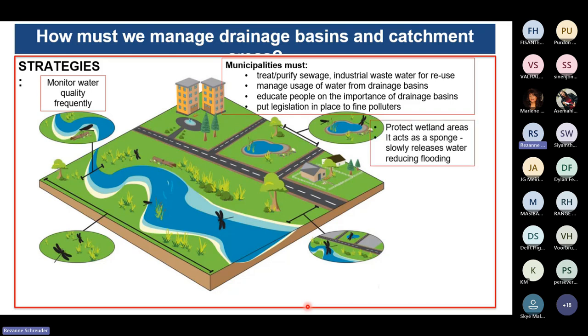We have to protect wetland areas as they act as a sponge, slowly releasing water and then reducing flooding. Now, a lot of you are familiar with where Canal Walk is, and I might be giving away my age now, but when I was a little kiddywink, the area where Canal Walk is and Ratanga Junction, the theme park that closed down, that entire area used to be a wetland. It breaks my heart every time that I drive past there.